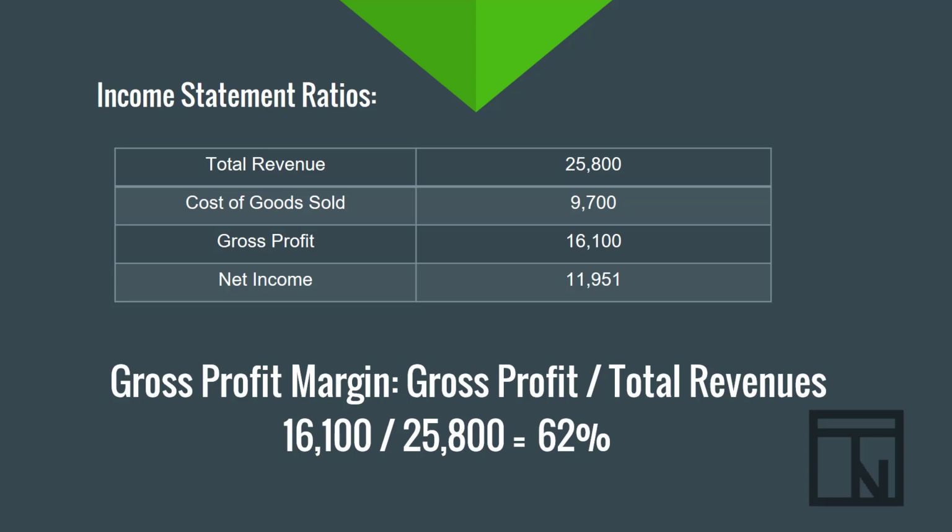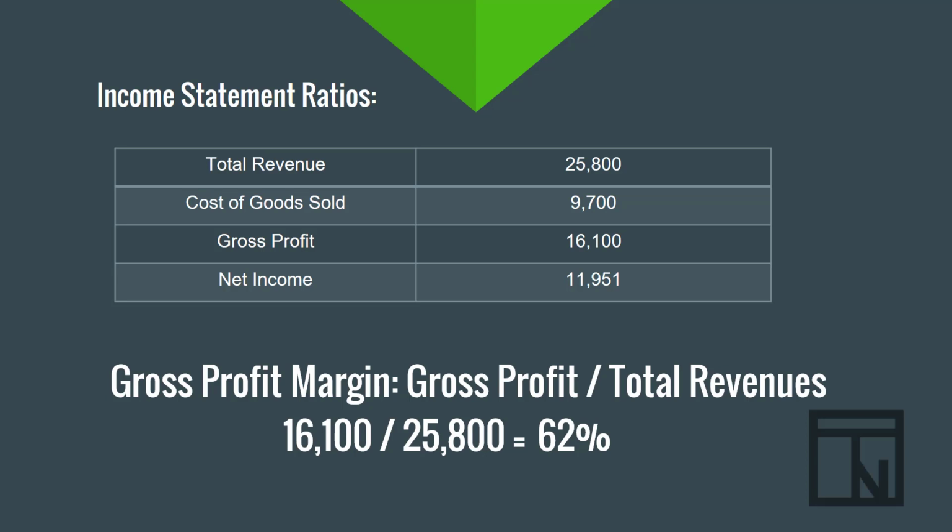What this means is when I sell a product, 62% of the sales stays with the company. The other 48% pays for the product itself. Now, most times, if you can get a gross profit margin that's over 50%, meaning over 50% of your revenues stay with you, your product costs less than half of what you're charging, that's a really good sign. That's a potential to be a profitable company.